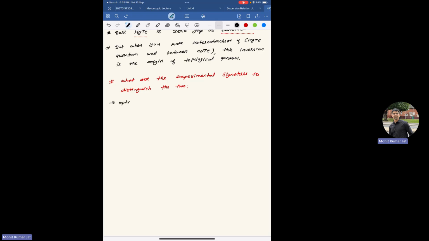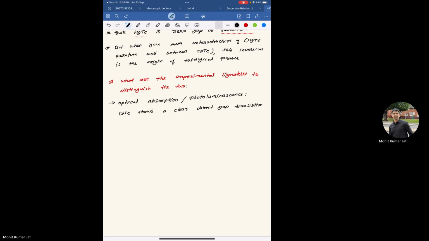So if you do optical absorption or photoluminescence, CdTe shows a clear direct gap transition at gamma, but HgTe lacks it.